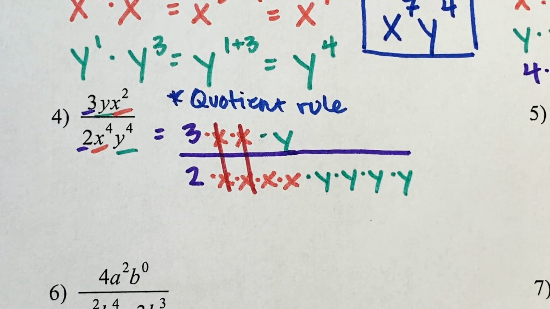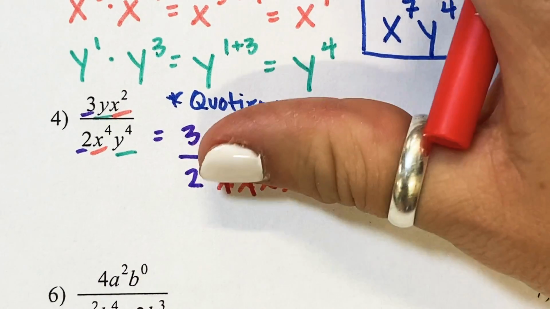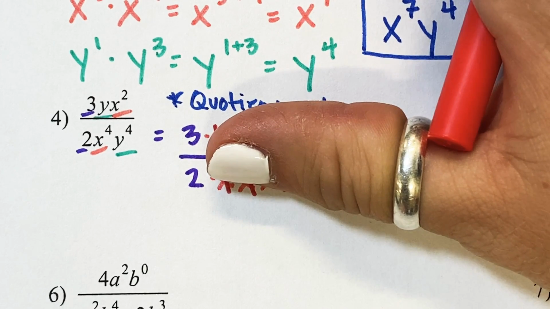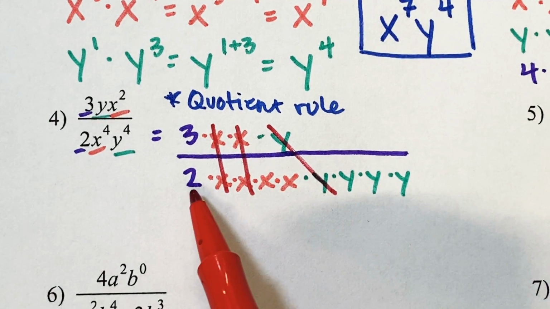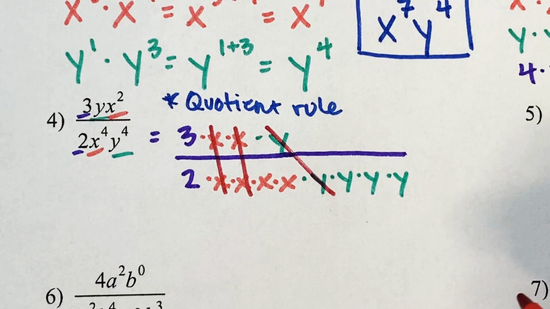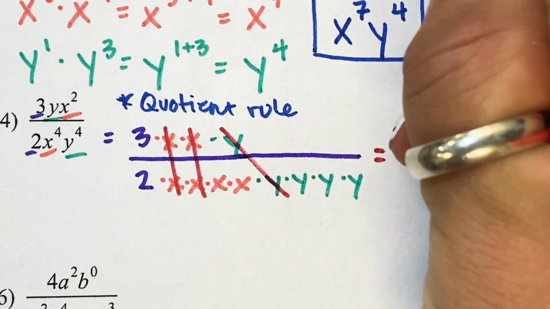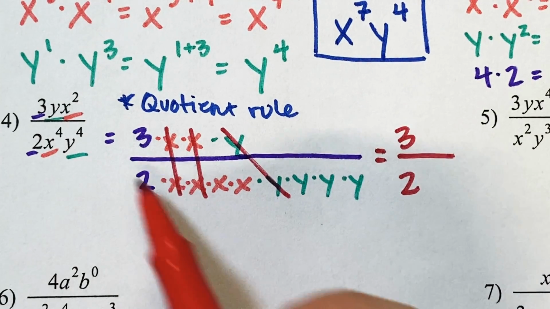How many y's can cancel? Same thing on top and bottom. 1. Now look at our 3 and our 2. Think of this as a fraction, so don't even look at the rest. Can you reduce the fraction 3 over 2? Meaning, is there a number that goes into both 2 and 3 other than 1? Nope, there is not. So our final answer is going to be 3 over 2. That can't be reduced.